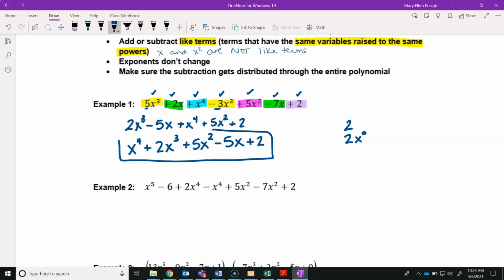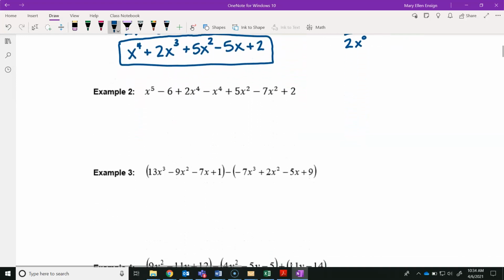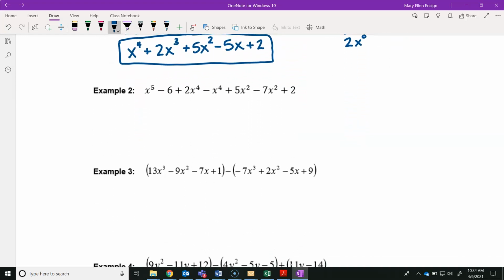I know I can't do anything more with it because there are no more like terms that I can combine. Okay, let's look at the next one. And again, this could be two polynomials in parentheses. If we're adding them, it doesn't matter. We could just take the parentheses out and it could look like this.